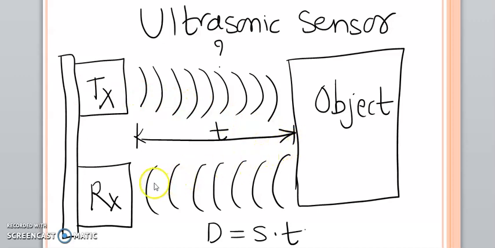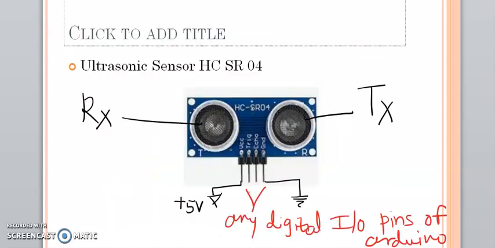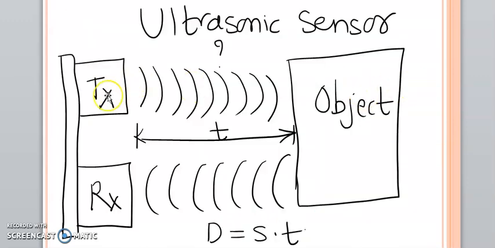So if an object comes in front of the sensor, obviously the ultrasonic waves are going to be reflected back to the sensor, and again that is received via the receiver. So the total time of travel of this ultrasound is going to appear on this echo pin. So the echo pin needs to be monitored to get the time of travel of ultrasound. This time of travel is used to calculate the distance of an object from the sensor.